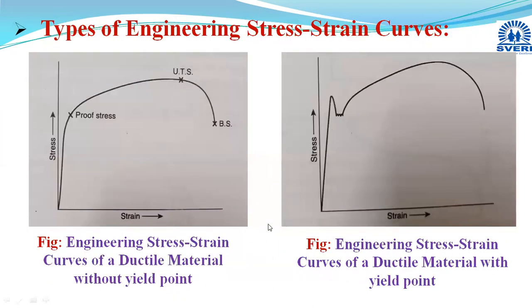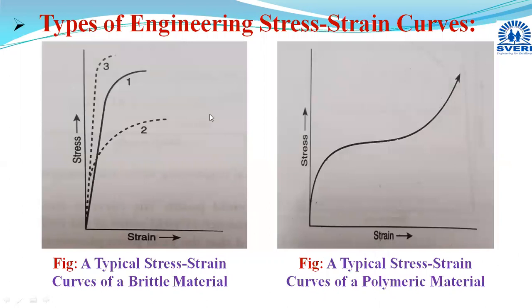This is for a ductile material without yield point. This is the curve for a ductile material with yield point. And this is the stress strain curve for a brittle material.